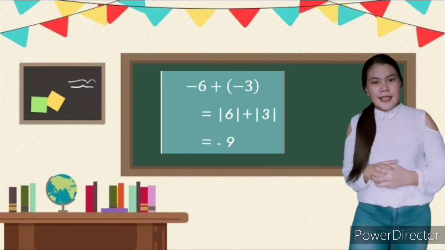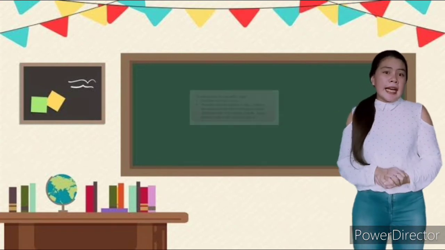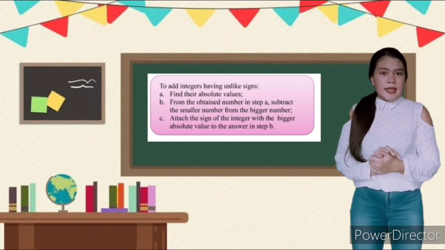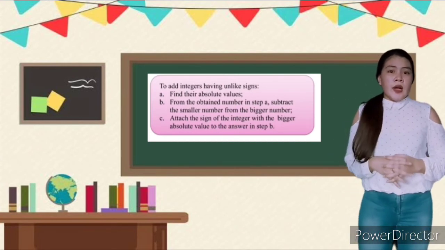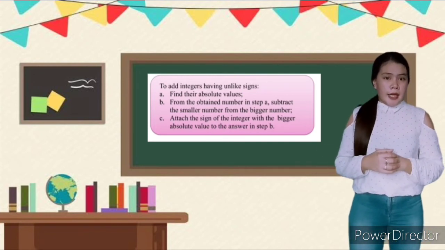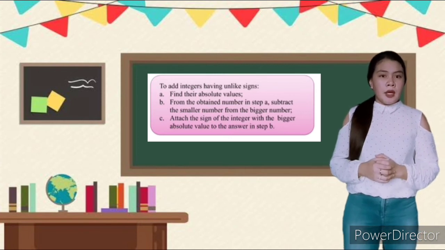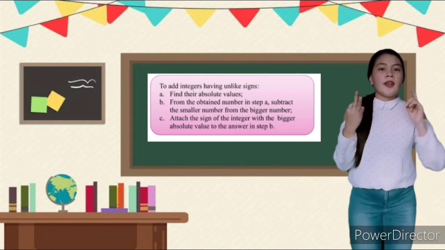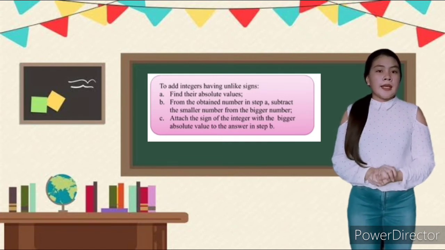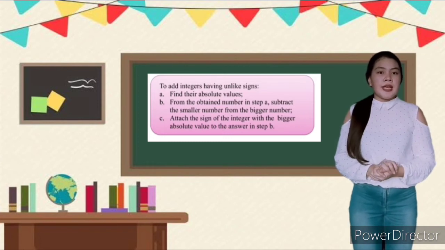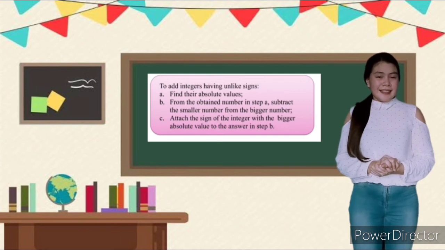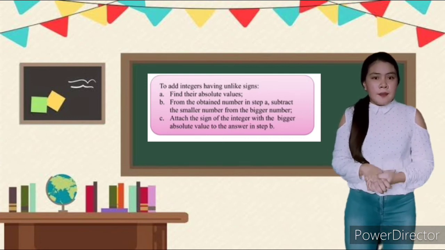Okay, very good. So, how about the rules in adding integers having unlike signs? So, first is find their absolute values also. Second, from the obtained numbers in step A, subtract the smaller number from the bigger number. And for the third one, attach the sign of the integer with the bigger absolute value to the answer in step B. Okay, understand?